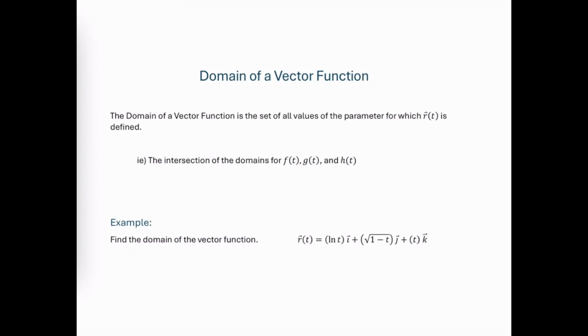The domain of a vector function is the set of all input values for which the vector function is defined. So when we have a vector function that's composed of three parametric equations, f of t, g of t, and h of t, the value of the parameter that's an allowable input is going to be the value of the parameter, or the set of the values, that work in the f function, in the g function, and in the h function. Essentially, that domain is going to be the intersection of the domains for each of the individual parametric equations that make up that vector function.